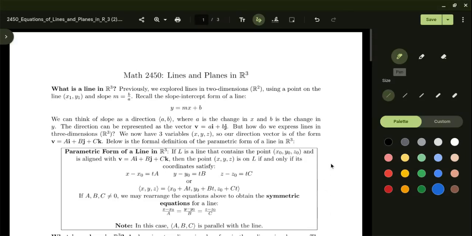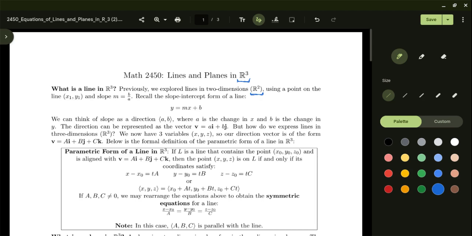Hi everyone! In this video, we're going to be talking about lines and planes in three-dimensional space. And so first thing I want to introduce to you is this notation right here. So this fancy script R to the third power tells us we're in a three-dimensional space of real numbers. And then we have been working with previously two-dimensional space, which is that same script R to the second power.